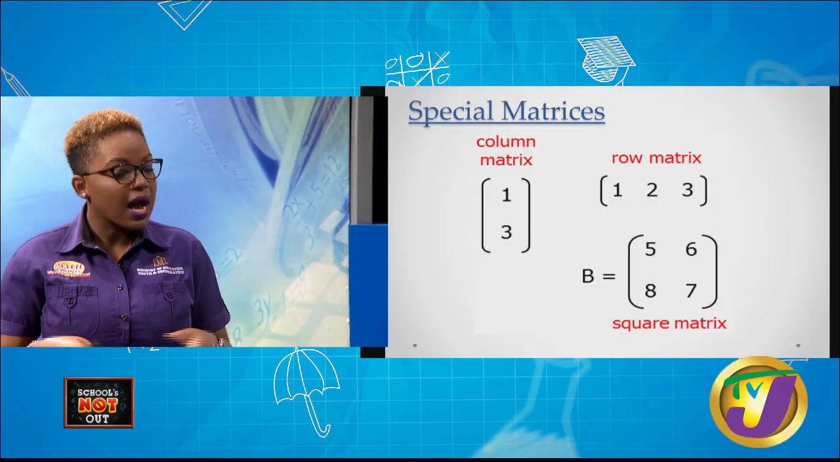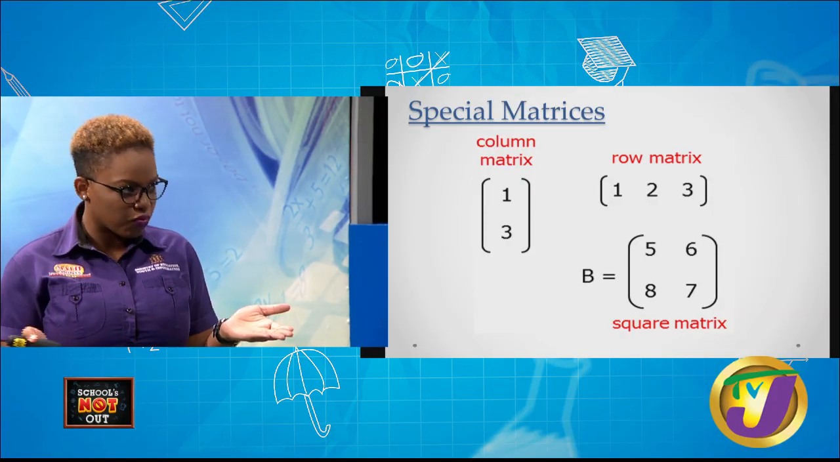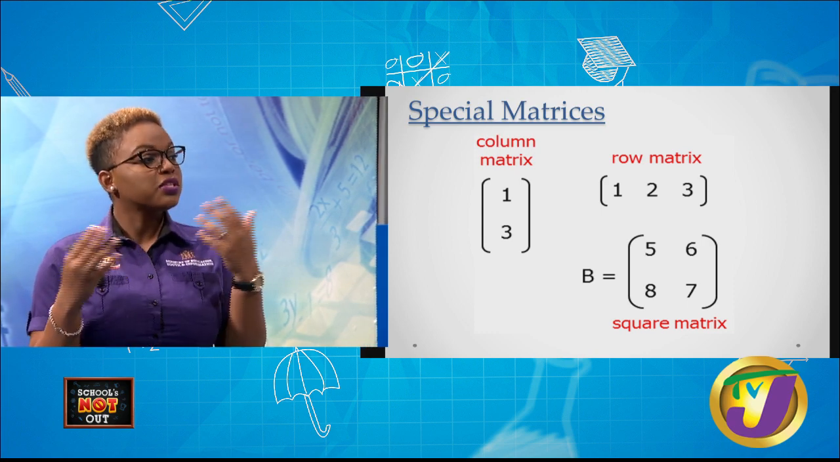Yeah, definitely. All right, then we have the row matrix. And this is referring to a matrix with just one row. As many columns, but one row. And then we have the square matrix.